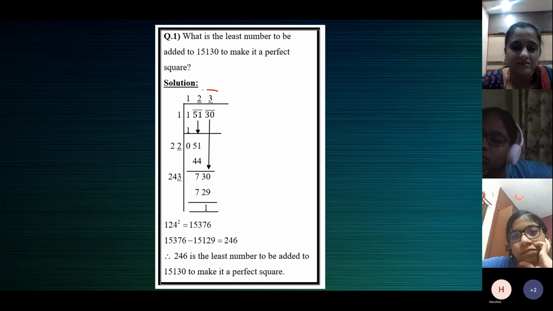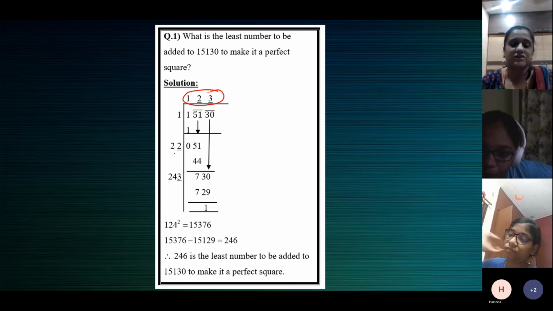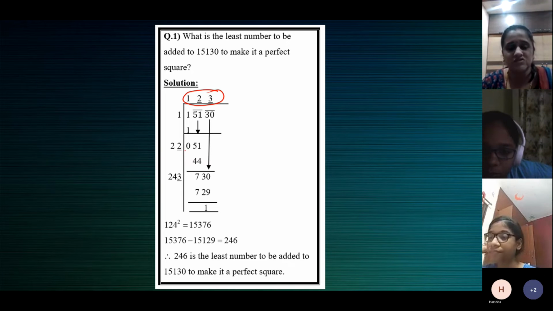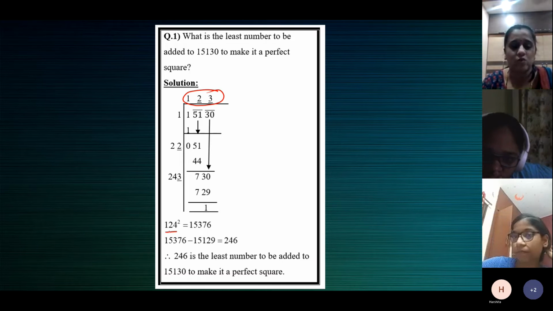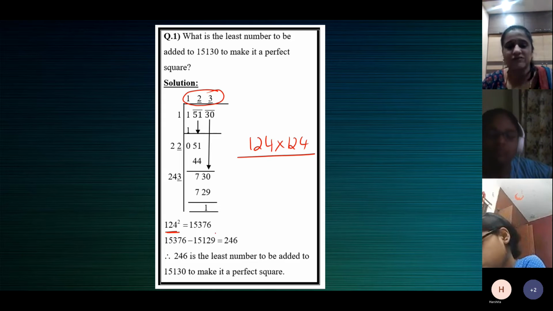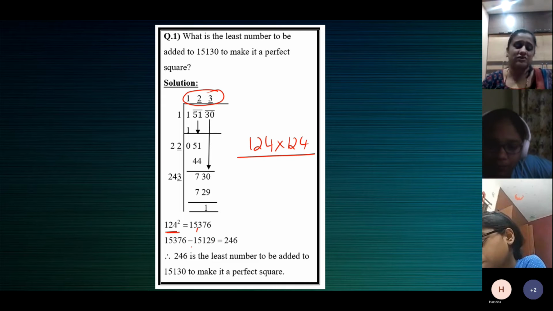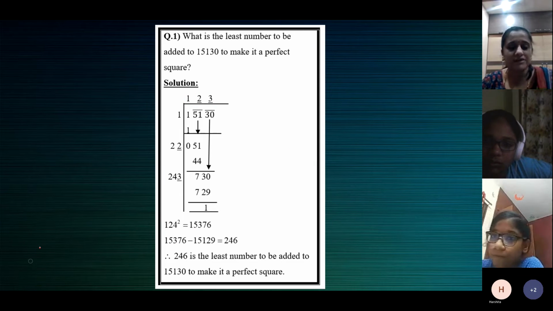Now, take the successor of the quotient. The number you have right on top is 123. Take the successor, that is the number that comes just after 123, which is 124. Square it. Find 124 square. You should multiply 124 into 124 and find the product. It's 15,376. Now, this product, 15,376, minus the given number.